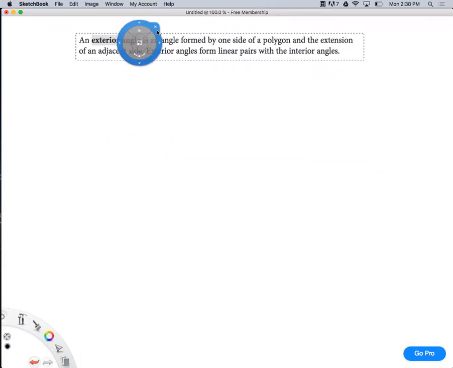Top of page 729. And it says something about an exterior angle. So go ahead and read what it says about an exterior angle at the top of page 729. Read that to yourself and then we'll go through it.